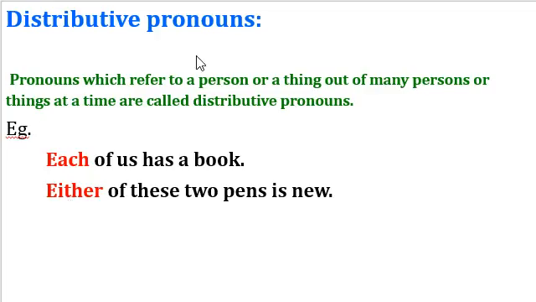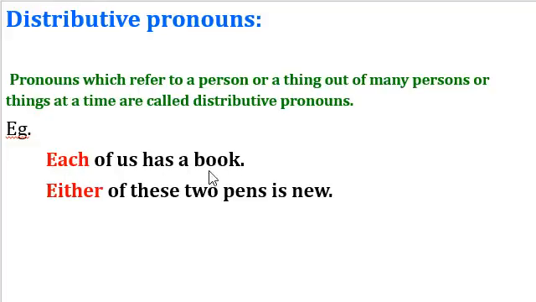Next is distributive pronouns. Distributive means out of so many people we are choosing a single one among them, so that is known as distribution. So here pronouns which refer to a person or a thing out of many persons or things at a time are called distributive pronouns. Means the participation will be only of a single one rather than the whole people or things which are available here. Means we are using a single thing at a time.